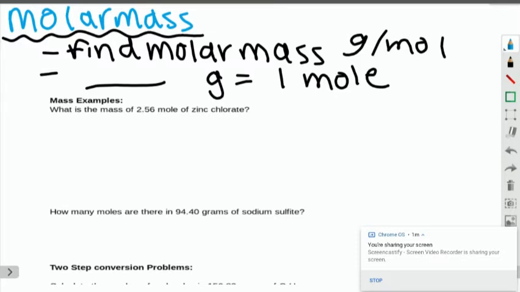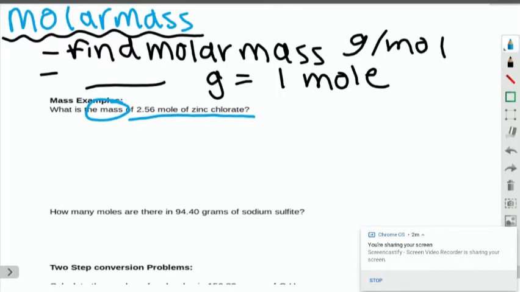So for example, the first question is straight from the notes, so if you're using your note packet, just keep rolling along. If not, you can write down this problem. What is the mass of 2.56 mole of zinc chloride? So we're given moles in this case, and we're trying to find mass. We have to figure out a way to relate moles to mass, and in that case, it would be molar mass. If it had particles in here, you would use what we did last class.